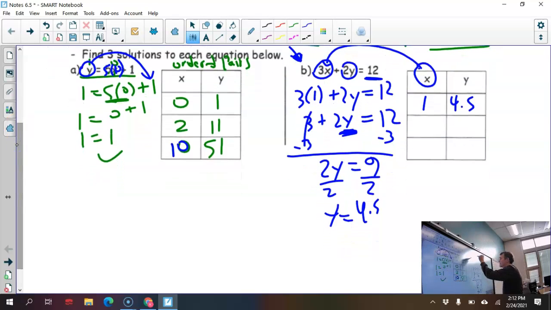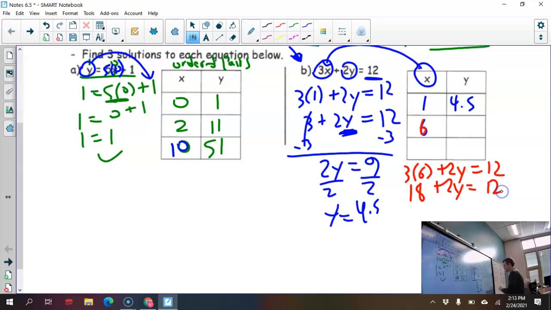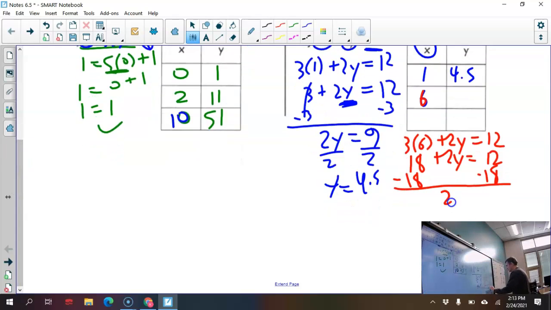Maybe I'll do one more. So let's do one in red. What if x were, I don't know, what if x were 6? It will not let me change colors. All right, so I'm going to put 6 in for x. 3 times 6 plus 2y equals 12. That'd be 18 plus 2y equals 12. And I would subtract 18 from both sides, and I would get 2y equals negative 6. And divide by 2 and get y equals negative 3.